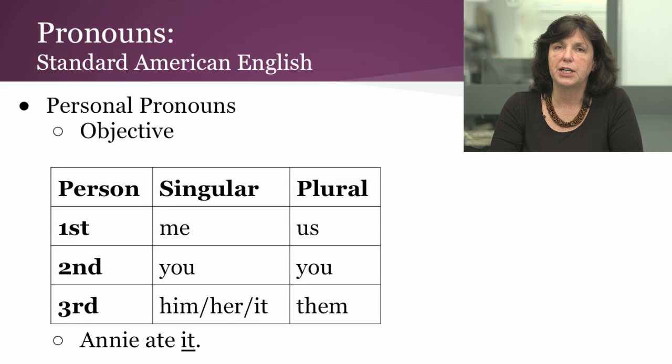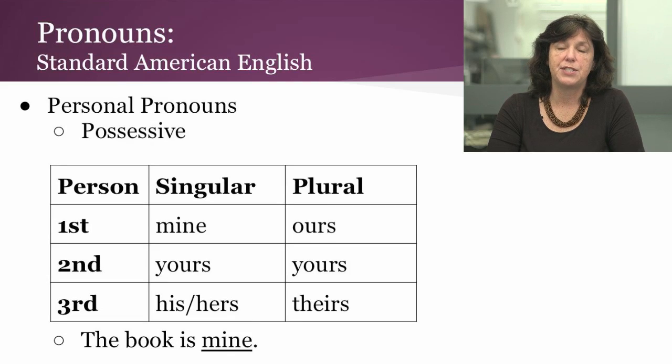There are also objective pronouns, which are used when the pronoun serves as the object of a sentence. They are me, you, him, her, it, us, you, and them. An objective pronoun receives the action of the verb. In the sentence, "Annie ate it," it is receiving the action of the verb. Annie ate what? Annie ate it.